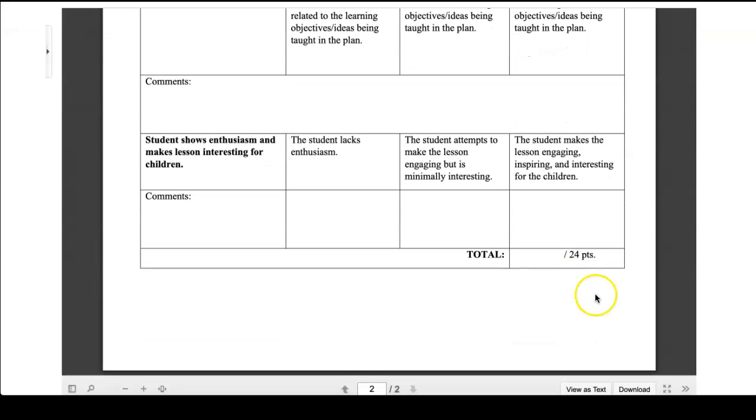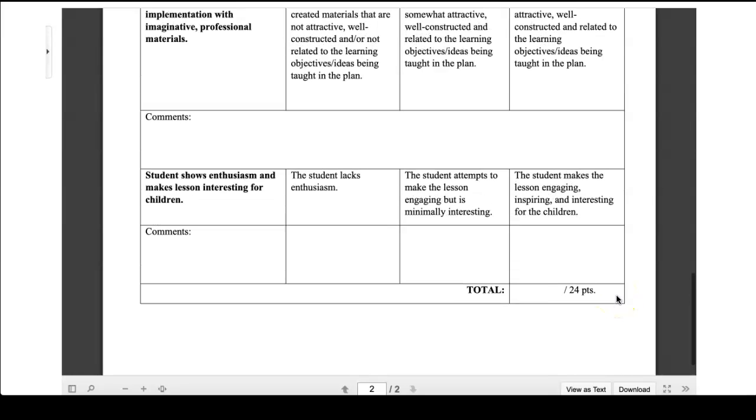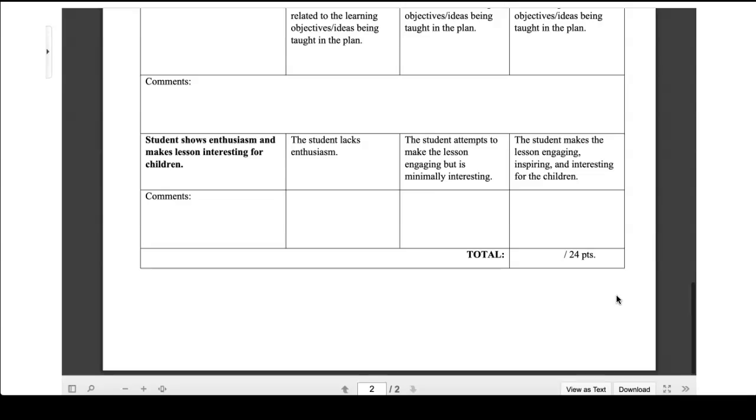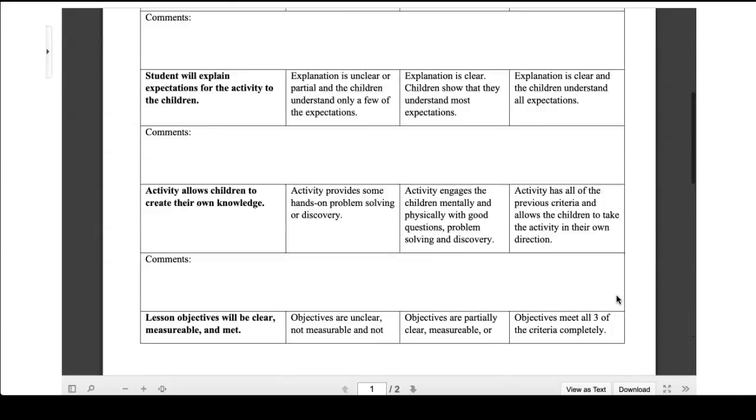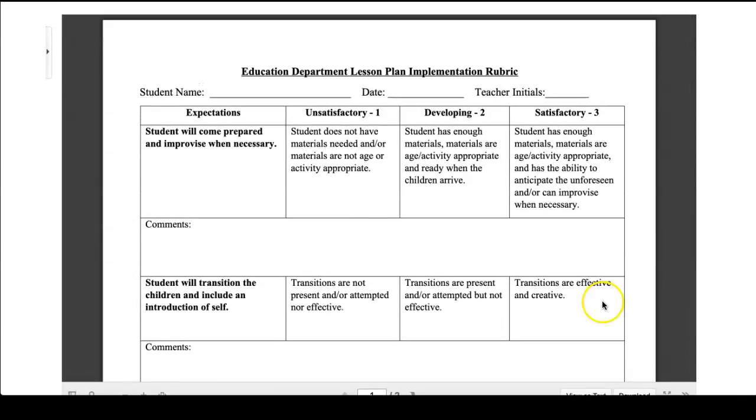Students have the opportunity to earn 24 points maximum for their implementation of the lesson plans. We hope that this was a helpful overview, but if you have any specific questions, you're encouraged to talk with your course instructor.